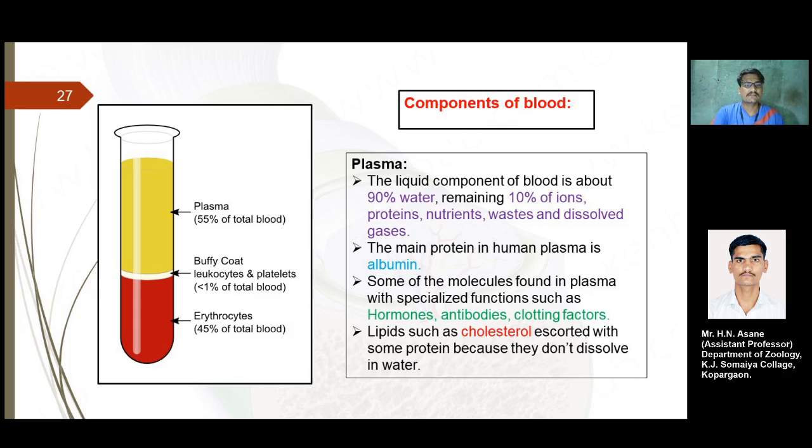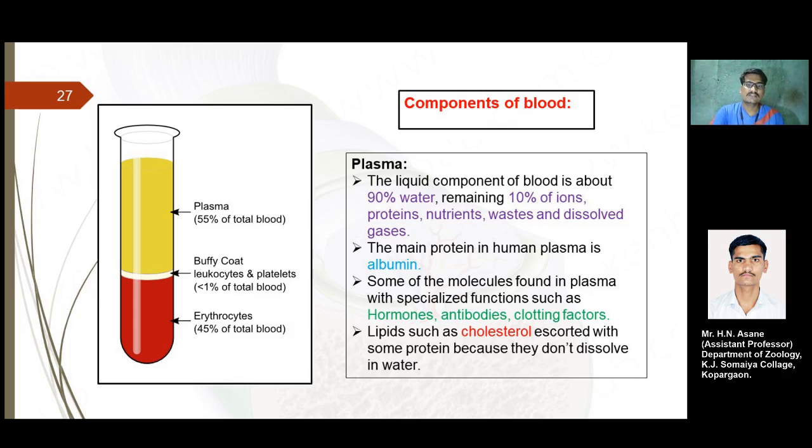Plasma is 55% of the total blood. The buffy coat, that means the leukocytes and the platelets, is less than 1%, but this less than 1% of buffy coat represents our total immune system, and it plays a very important role in our body. We will see it in the next few slides. The erythrocytes are 45% of total blood, and erythrocytes are nothing but the red blood corpuscles or the red blood cells.